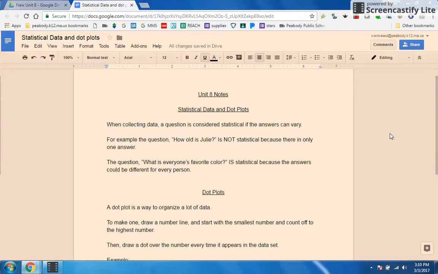So we're starting a brand new unit, Unit 8. This is all about statistics and data. So the first thing we're going to talk about is statistical data and dot plots.